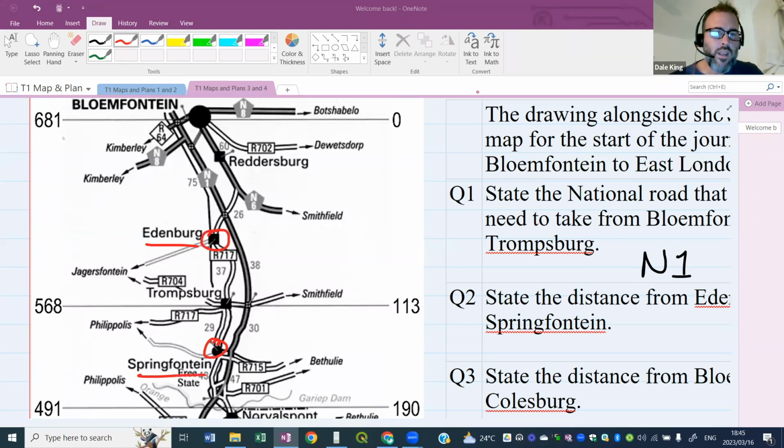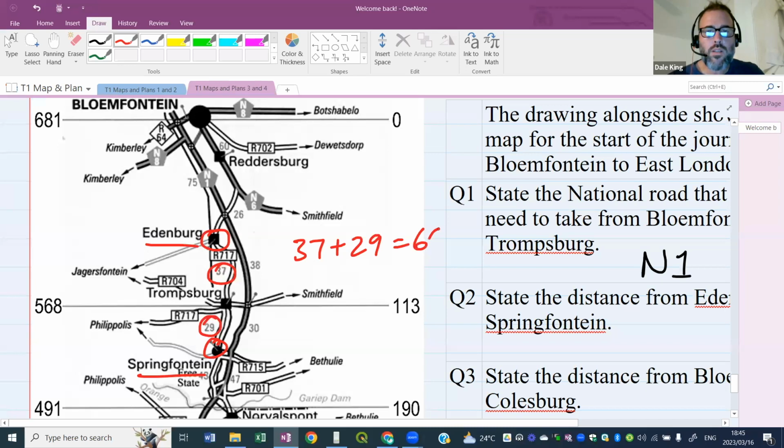All right. How do we get that? We take the 37 and the 29 between them. 37 plus 29 gives you 66 kilometers. Okay. So this is how you would work out distances along your route. Very good. 66 kilometers is correct.